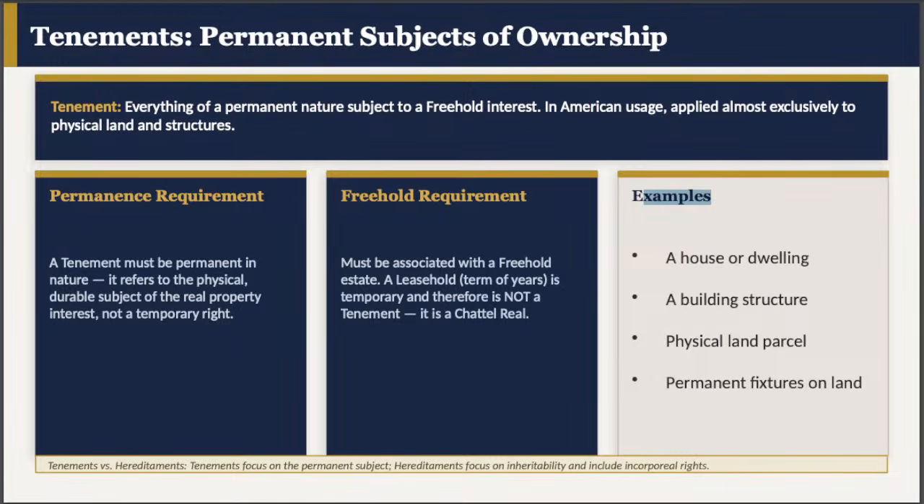So here are some examples. A house or a dwelling, these are tenements. A building structure. A physical land parcel, and permanent fixtures on land. So this is our tenements versus hereditaments. Tenements focus on the permanent subject. Hereditaments focus on inheritability and include incorporeal rights. So we have incorporeal rights that are included with hereditaments, whereas tenements focus on the permanent subject, the physical structures here, right? The physical subject.